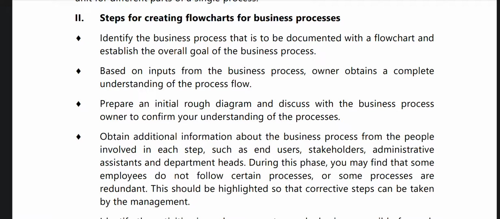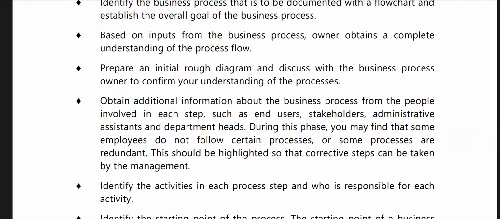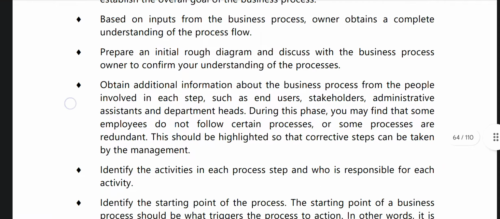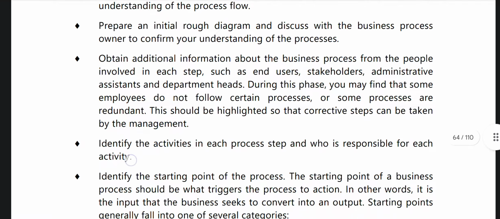Identify the business process that is to be documented with a flowchart and establish the overall goal of the business process. Based on the inputs from the business process owner, obtain a complete understanding of the process flow. Prepare an initial rough diagram and discuss it with the business process owner to confirm your understanding of the process.